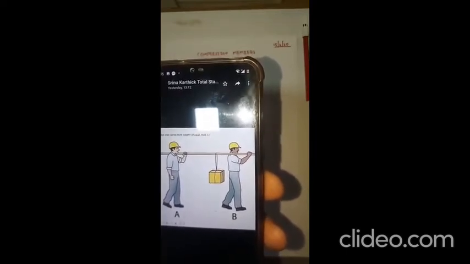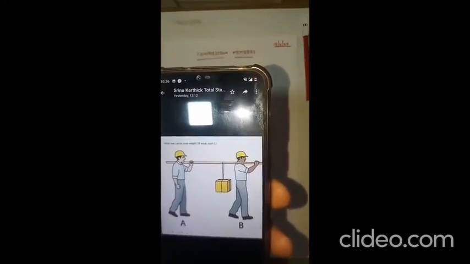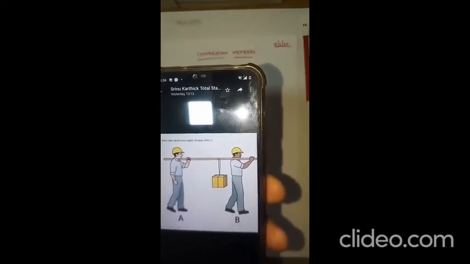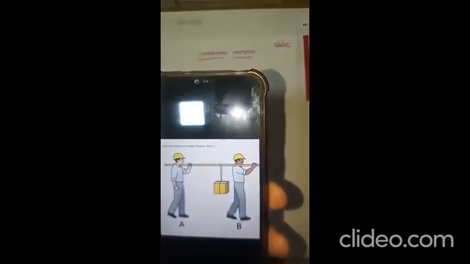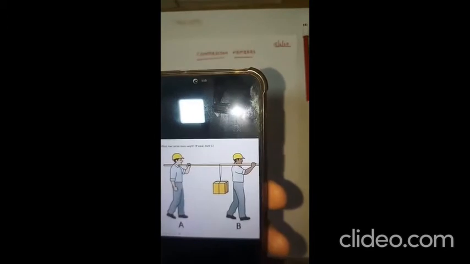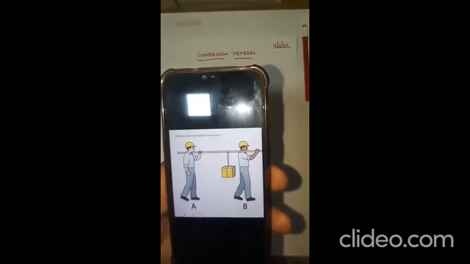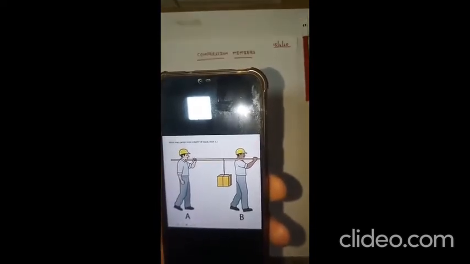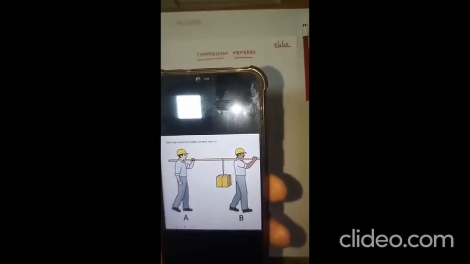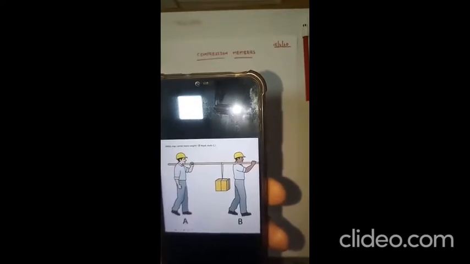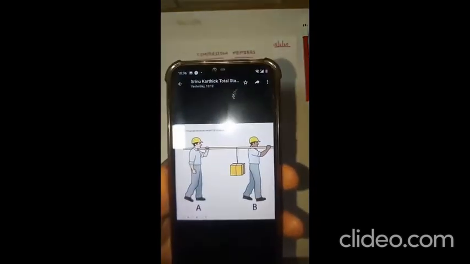We can answer these questions in two ways. One is common sense. The second one is solving with our engineering knowledge. First I want you to use common sense, and second I want you to use your engineering knowledge to answer this. They are answering that man A is carrying more weight. I want everyone to answer. Please try to answer this question.